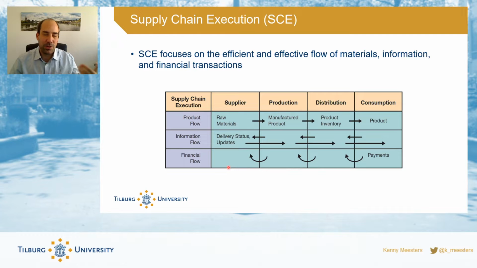And then production, of course, you need to purchase elements from the raw materials from the supplier. So finances really flow from the consumption back to the original supplier. Products flow from the supplier to the consumption, and information actually flows in between these two lines.